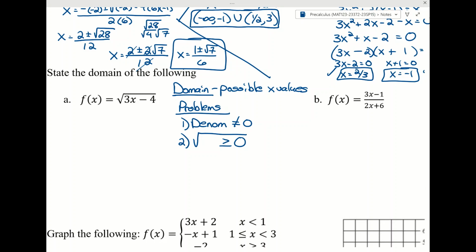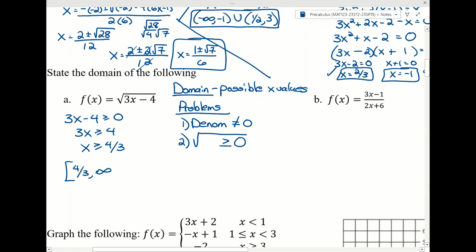So for this first problem, obviously there's a radical, right? So what we talked about was what's inside the radical has to be greater than or equal to 0. So we're just going to say the inside of the radical is greater than or equal to 0. Solve it. x has to be greater than or equal to 4/3. When we learn to write this in interval notation, we say 4/3 to infinity, that would be the answer. Anytime you have inequalities, you want to make sure you write it in interval notation.